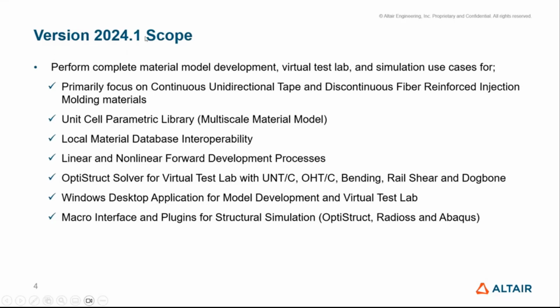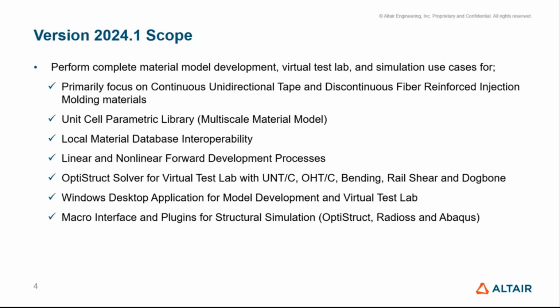What's the major scope of a 2024.1 release? So we want to perform the complete material model development, virtual test lab, and similar use cases. We focus with that development on the two majorly used material types: continuous unidirectional reinforced materials and discontinuous fiber typical injection molding materials.